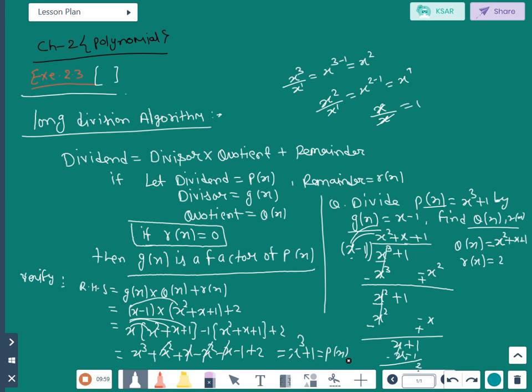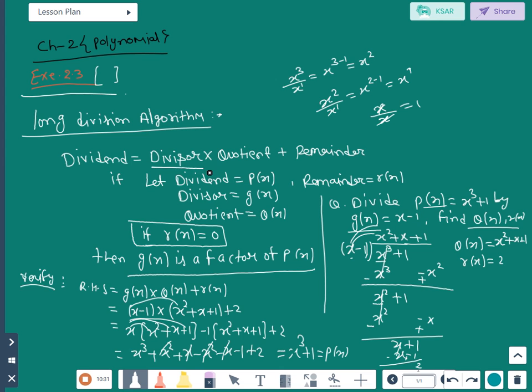So question ये होगा आपका: using long division method, find the quotient and remainder, whether the divisor is a factor of the dividend or not. If not, then find out the remainder and verify your answer. So students, how you will verify your answer? Using long division algorithm. Understand students? Any problem?